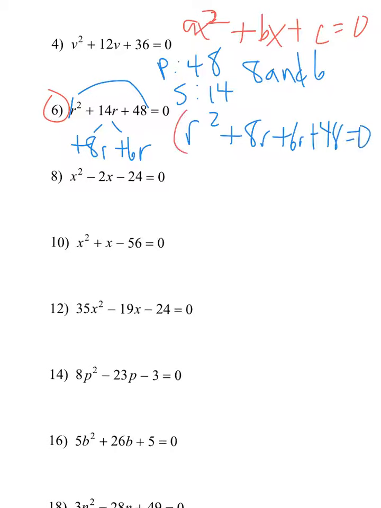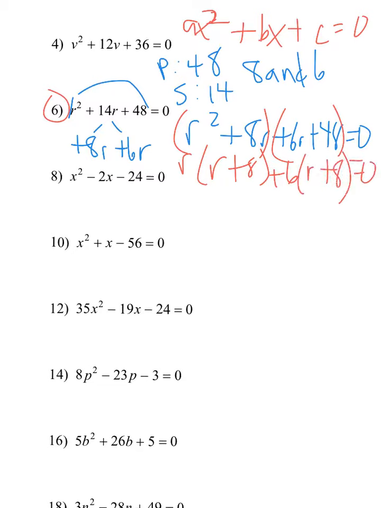Now we're going to group. We're going to take out an r. Over here we're going to group. We're going to take out a positive 6. I'm left with r plus 8, like in that first one, binomial. And so it factors into r plus 8 and r plus 6.